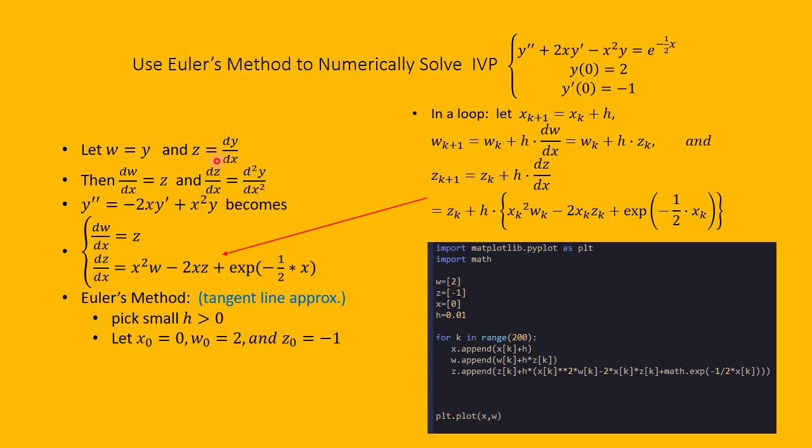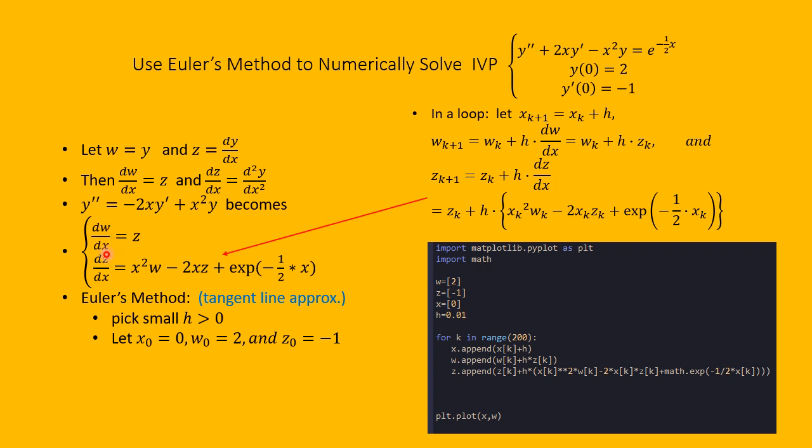On the other hand, if we differentiate this second equation with respect to x, we get the derivative of z with respect to x equals the second derivative of y with respect to x. Okay, so I want to use these substitutions to change this second order equation into a system of first order differential equations. Before we look at these too carefully, let's look at each of these.